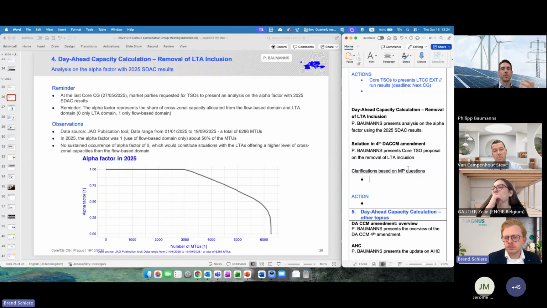And one good side effect of that will be that today the ENI approach we use, so the extended LTA inclusion, basically means that we send, besides the flow-based domain, also bilateral exchange restrictions to RStack. So with this alpha factor, this describes the share of what of both has been used. We send both capacities to RStack, and hence this might cause performance issues there, because basically two domains are sent.